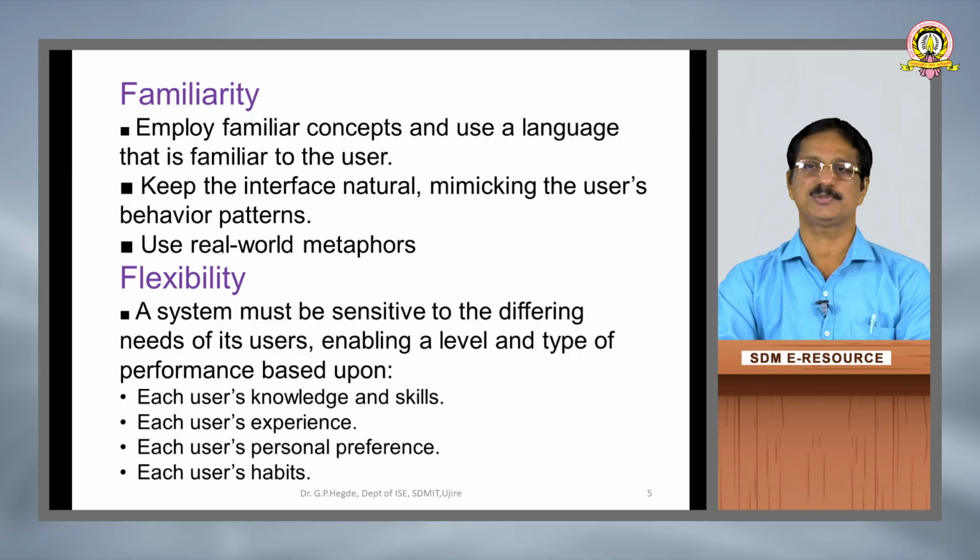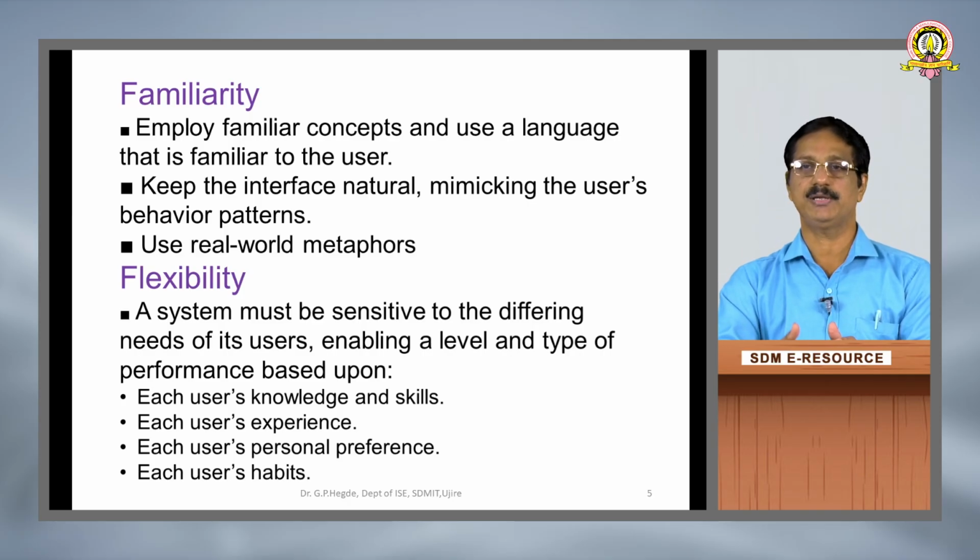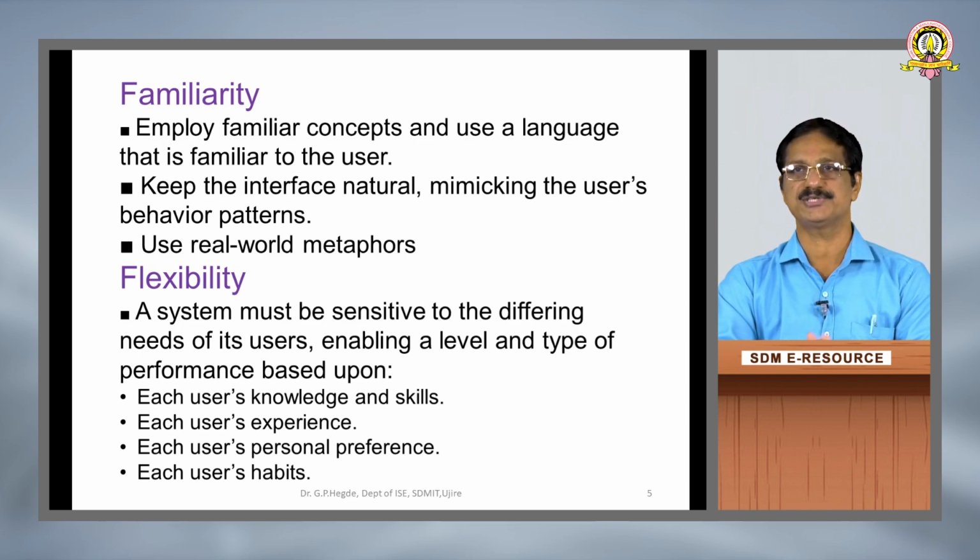Flexibility is another aspect of principle. A system must be sensitive to the differing needs of its users, enabling the level and type of performance based upon each user's knowledge and their skills. Because knowledge may vary from one person to another, one user to another user. Skill may vary. Each user has a different experience. Each user may have different personal preferences. Each user may have different habits. So, based on this type of performance of the human also, the flexibility should be maintained with the system.